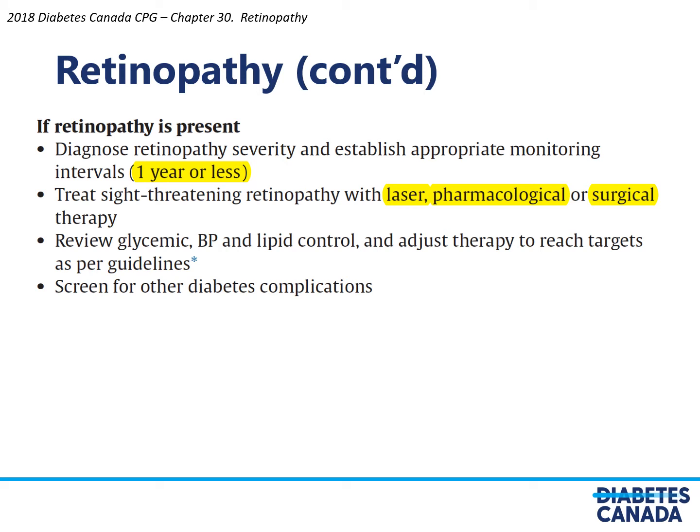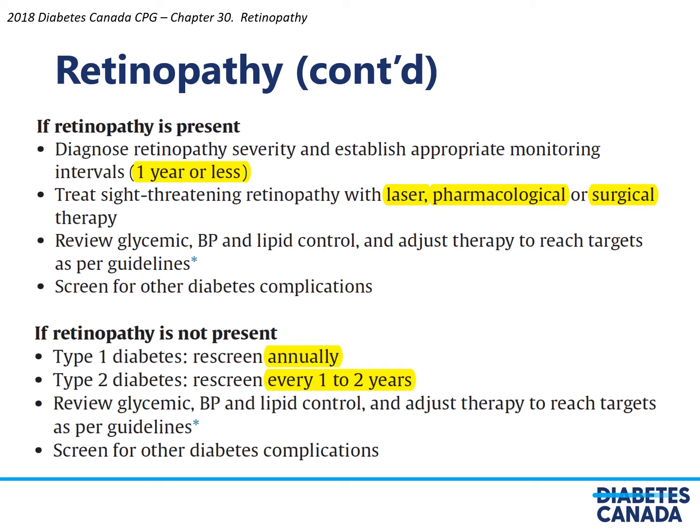If sight-threatening retinopathy exists, then that of course must be treated by an eye care professional with either laser or pharmacological or surgical therapy. And then of course it is important to prevent progression of the retinopathy through glycemic control, blood pressure control, and lipid control where appropriate, and we will talk about this more later. And then of course one should screen for other diabetes complications, given that the presence of retinopathy would suggest that the patient is susceptible to other complications.